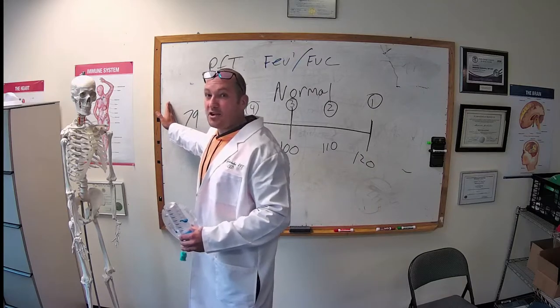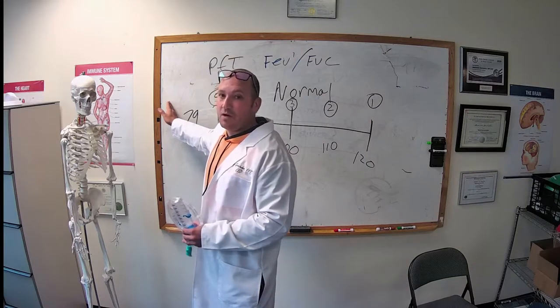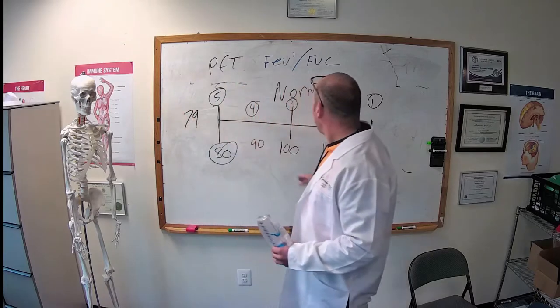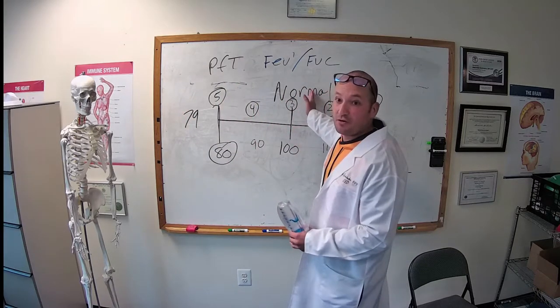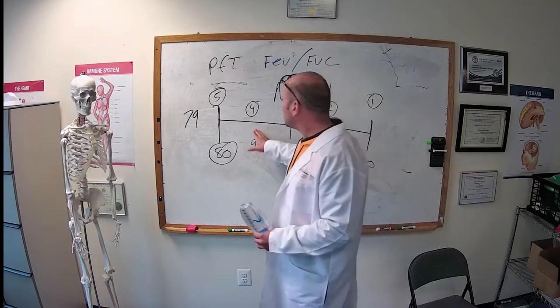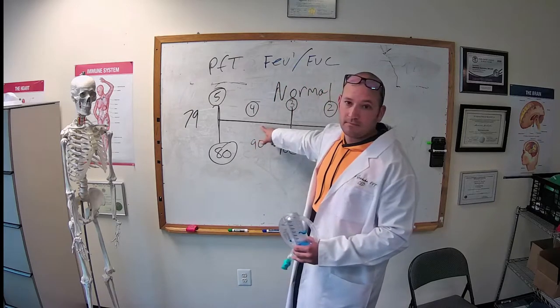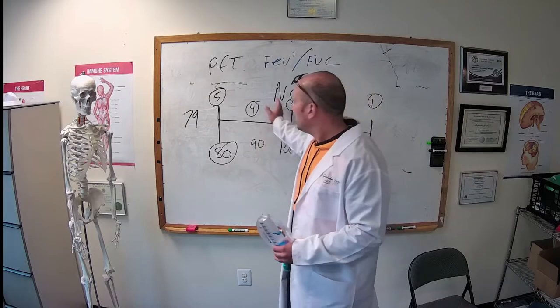if it's 6 seconds, then you're probably at 75% FEV1/FVC. If it only took you 3 seconds to exhale, then you're at 100%, you're considered normal. If it took you 4 seconds, then you're still considered normal, at about 90%.